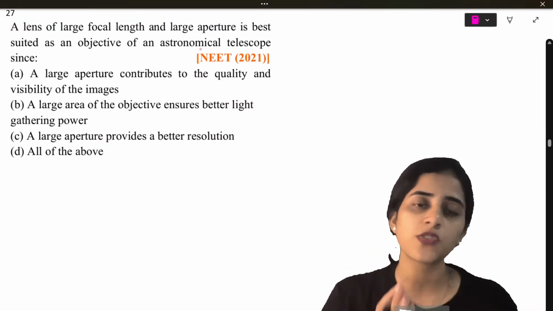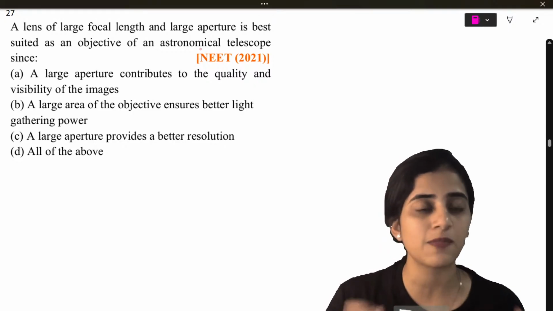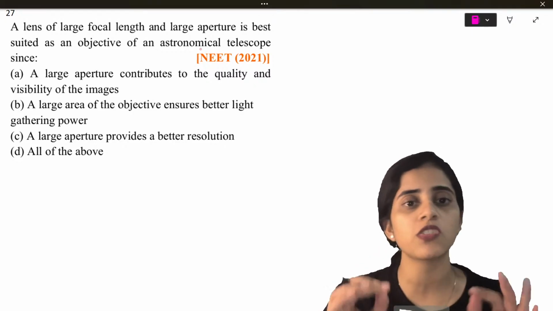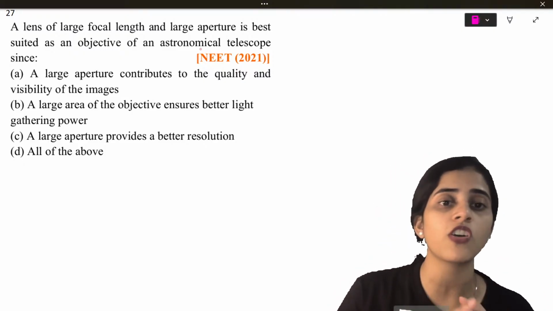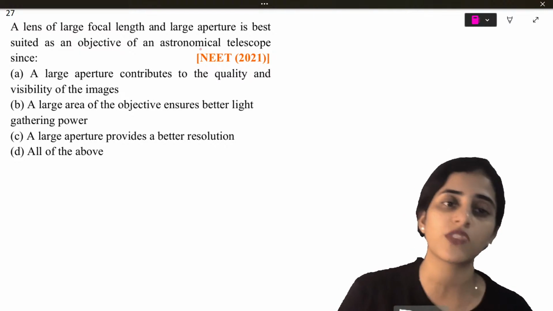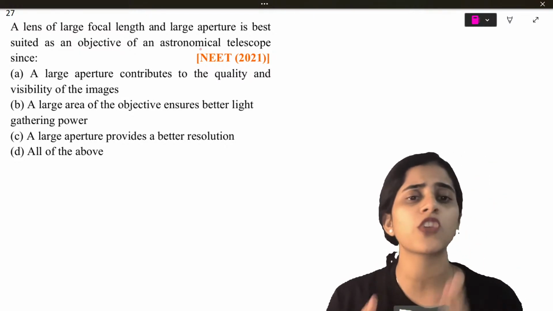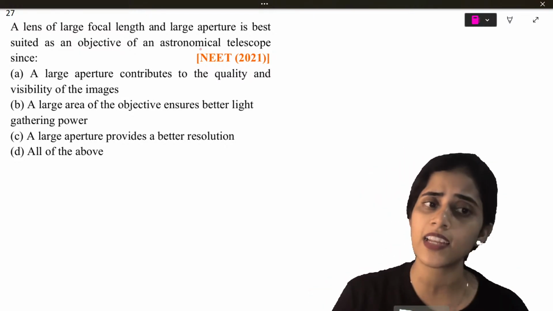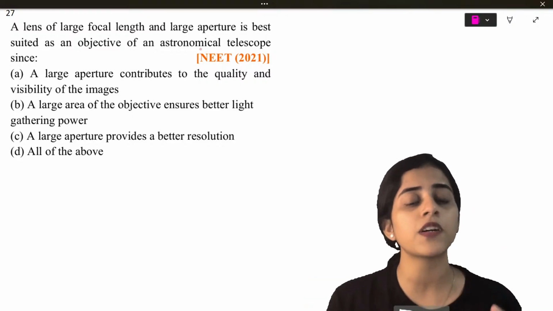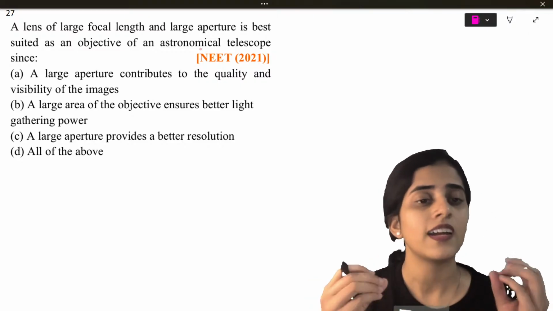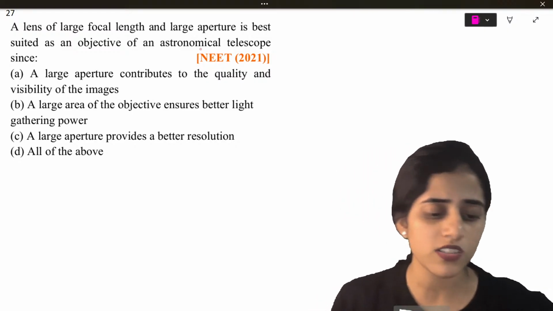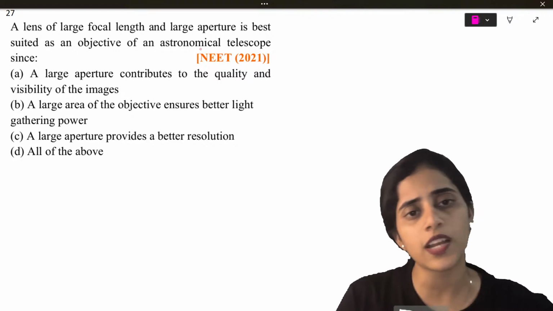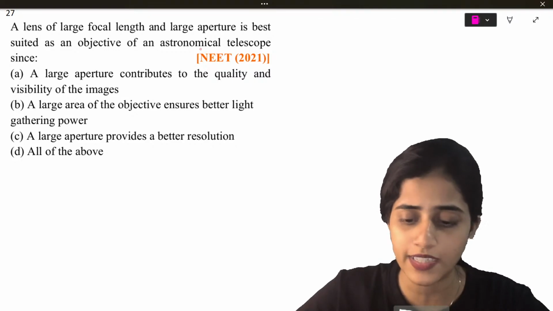A lens of large focal length and large aperture is best suited as an objective of an astronomical telescope since: A, a large aperture contributes to the quality and visibility of the images; B, a large aperture of the objective ensures better light gathering power; C, a large aperture provides a better resolution; and D is all of the above. This is a purely conceptual question. What would the answer be? What are you all getting?